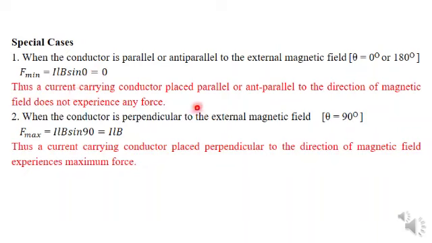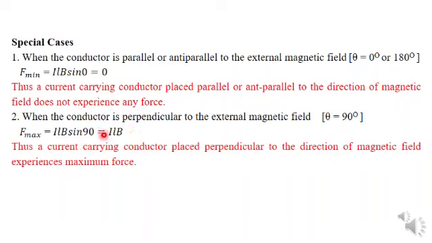The second case is when the conductor is perpendicular to the external magnetic field, meaning theta equals 90 degrees. Now force F equals I L B sine 90. Since sine 90 is 1, force is I L B.